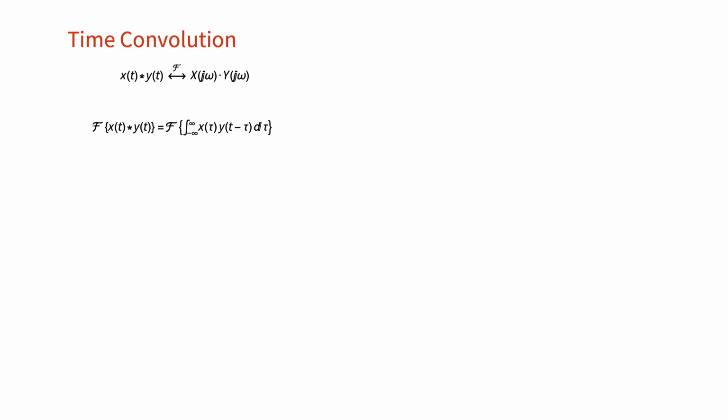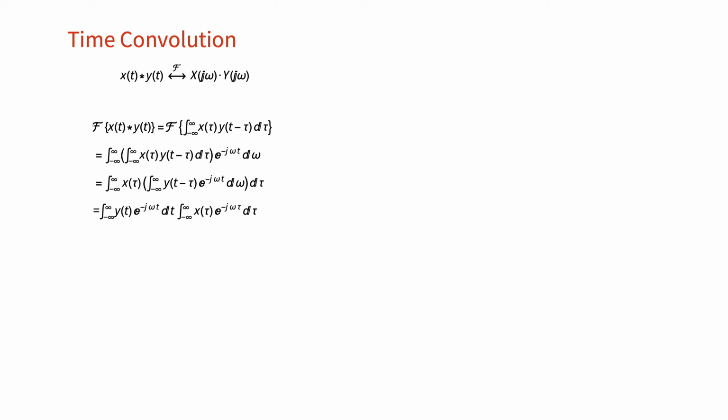This theorem is also proved by just simply applying the definition of the Fourier transform on the convolution integral. If we take the Fourier transform of the convolution of x of t and y of t, change the order of the integration, apply the shift theorem to the inner integral, and call the inner integral the Fourier transform of x of j omega, what we will get will be the product of y of j omega and x of j omega, which completes the proof.